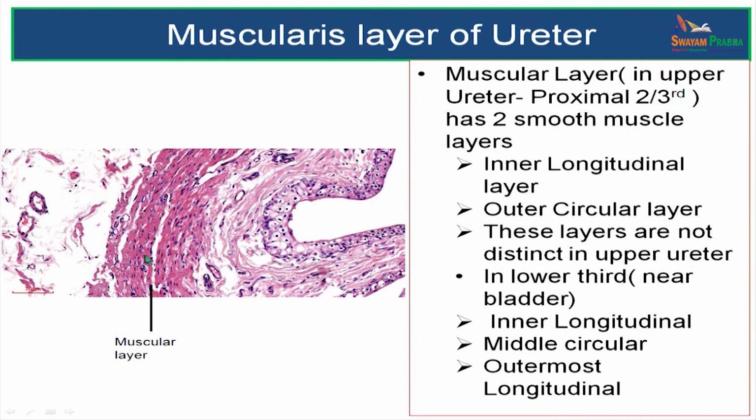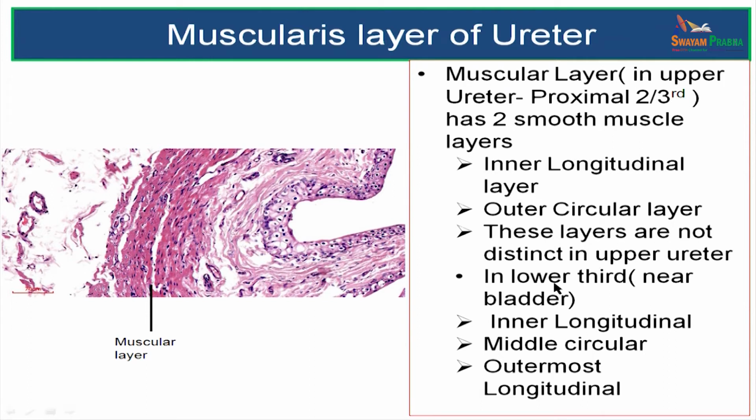Let us now study other layers in the wall of the ureter. Next to the mucosa is the muscular layer. There is a difference in the arrangement of the muscular layer in the upper ureter and in the lower third of the ureter. In the upper ureter, which is the proximal 2/3, there are 2 layers of smooth muscle, that is inner longitudinal layer and an outer circular layer. But these layers are not very distinct in the upper ureter.